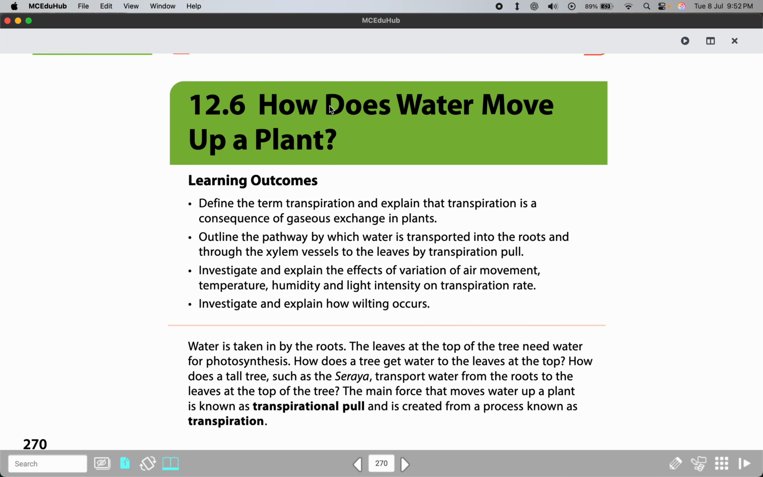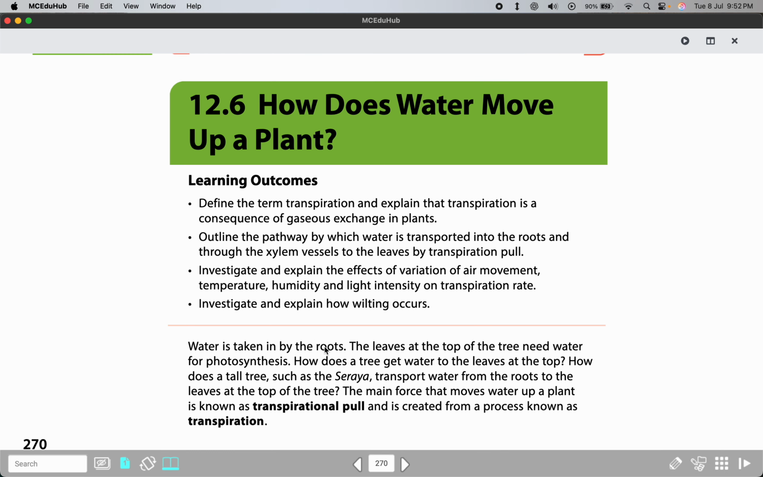How does water move up a plant? Okay, so we're going to learn about this very important term called transpiration. We're going to learn about how water can be pulled up from the xylem vessels towards the leaf by transpiration pull, and we're going to learn about air movement, temperature, humidity, light intensity, how it affects transpiration rate, as well as how wilting occurs.